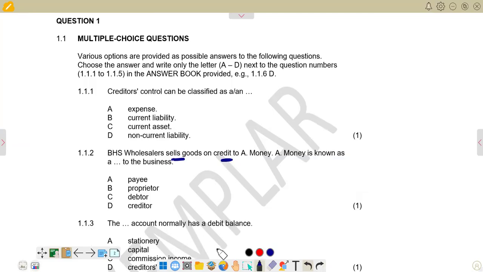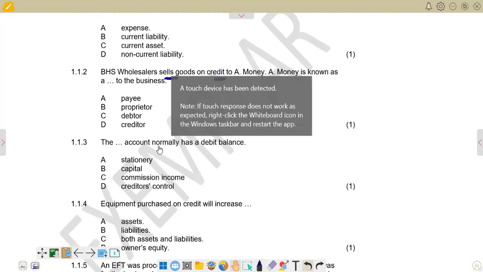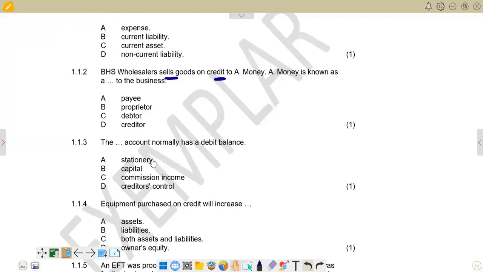Remember, all accounts that have a debit balance consist of assets and expenses. Those are accounts that always have a debit balance, and also we have the drawings account having a debit balance. So according to the question and answers that we are given, you see that we only have stationery indicating a debit balance.